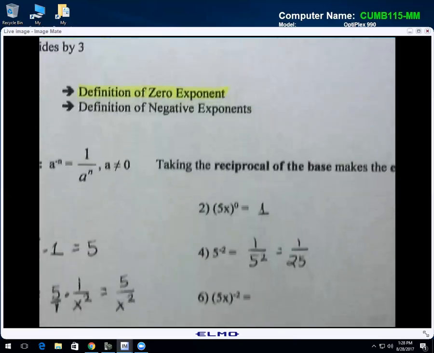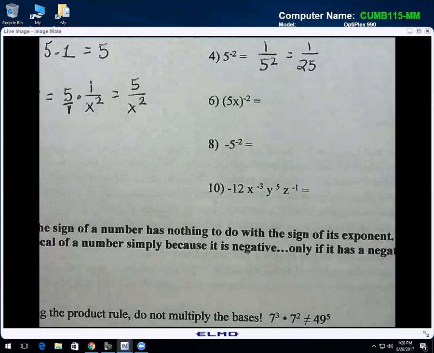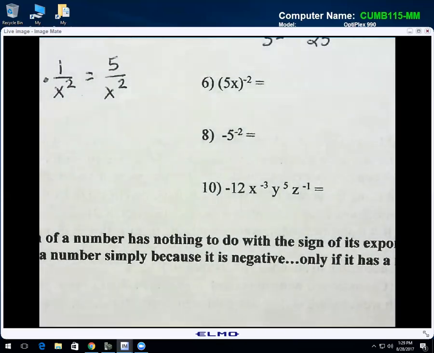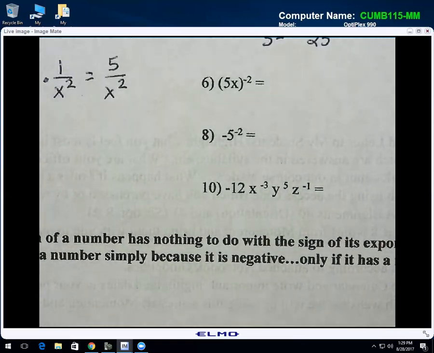On number 6, what's the base? 5x. 5x is in parentheses. The whole base is 5x. So what do you take the reciprocal of? 5x. The whole 5x.